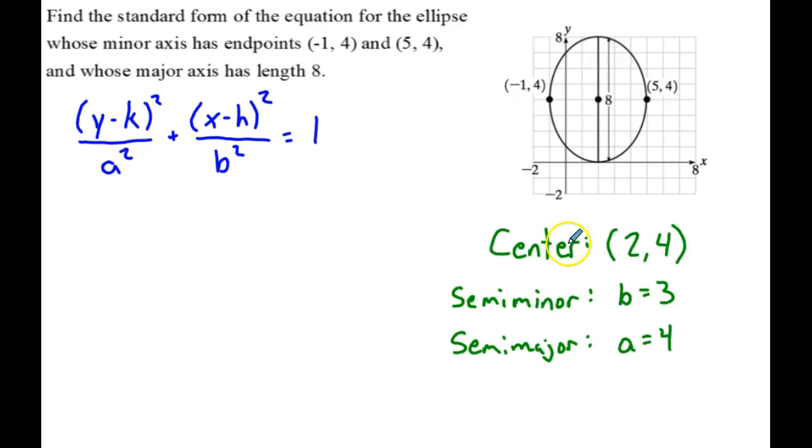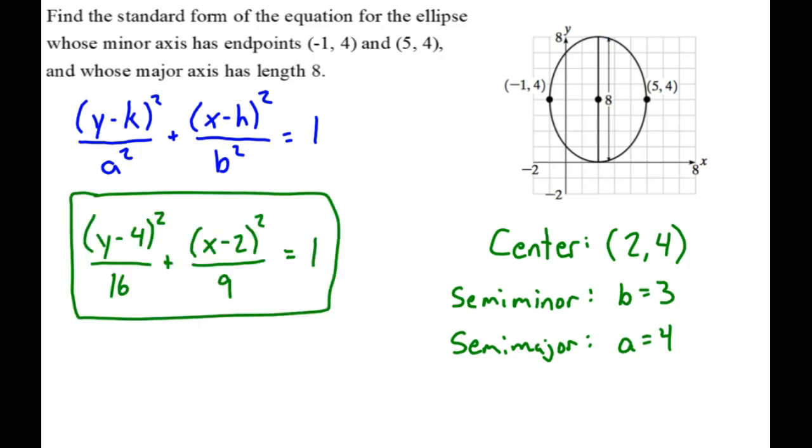So we can identify the center is at the ordered pair 2, 4. The semi-minor axis going from the center to this point is going to be a distance of 3. And the semi-major axis going from the center to one of our vertices is a length of 4. Now we just have to take these values and plug them into our standard equation. Thus, the final equation we get is y minus 4 quantity squared divided by 16 plus x minus 2 quantity squared divided by 9 equal to 1.